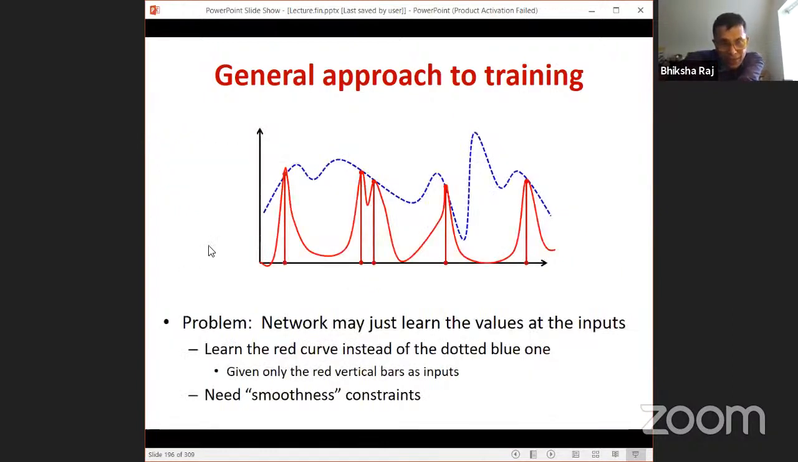But then here's the risk, right? The only thing you're really providing the network are these training points. So whereas the actual function you want to learn may be this dotted line, there's nothing stopping you from simply learning this crazy red line as the function instead. Given only these training instances, as far as the network is concerned, both of these functions are identical. So we need additional smoothness constraints, additional constraints to try to get a more reasonable function out of just fitting these small number of training points.